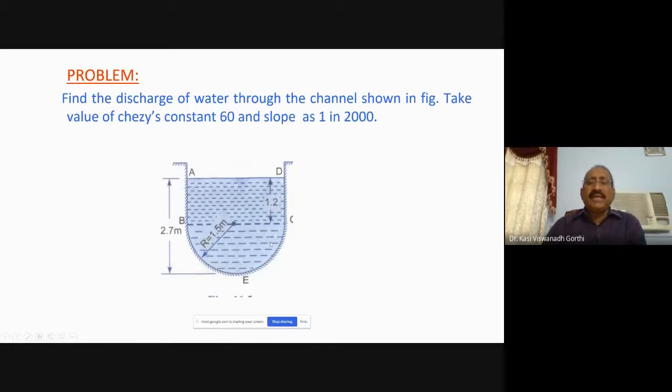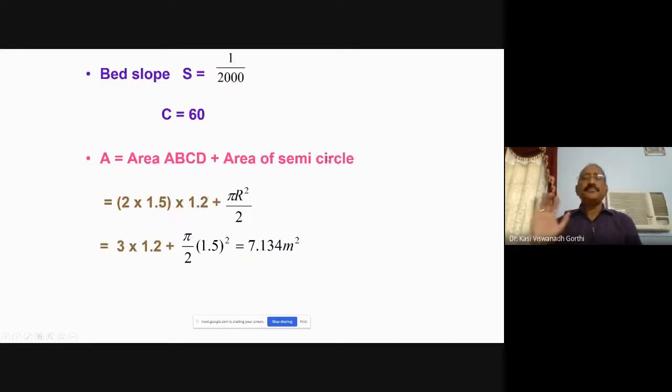Once you get the wetted area and the wetted perimeter, the remaining things are simple. Since Manning's Chezy coefficient is given, using Chezy's formula, the discharge Q, which is required to be found in this problem, is equal to CA square root of RS. C, the Chezy coefficient, is known, 60. A is the wetted area, which we have computed as the sum of the rectangular plus semicircular portions. P is the wetted perimeter, the hydraulic radius R is equal to A by P, and the longitudinal slope S is given to be 1 by 2000.